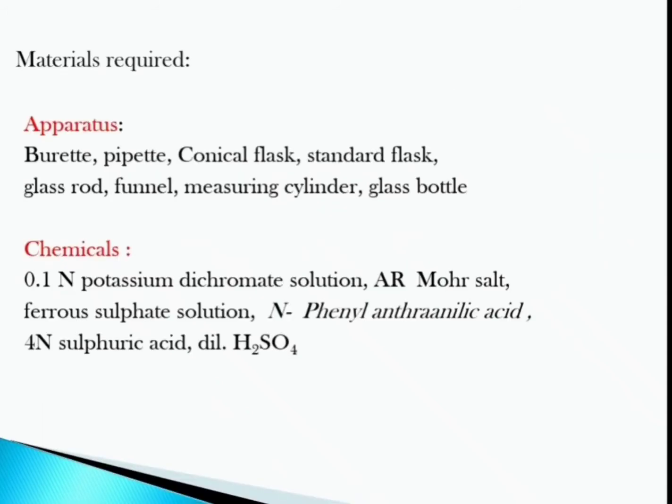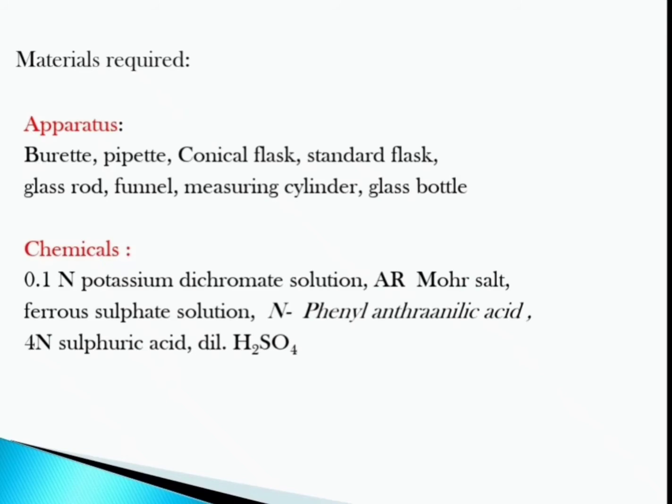Apparatus: burette, pipette, conical flask, which is a triangular shaped body with flat bottom, and standard flask, which is a round bottom flask, glass rod, funnel, measuring cylinder to measure the amount of compounds required, and glass bottle in which we are given ferrous sulfate solution.